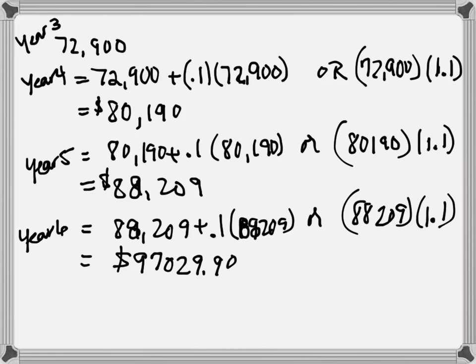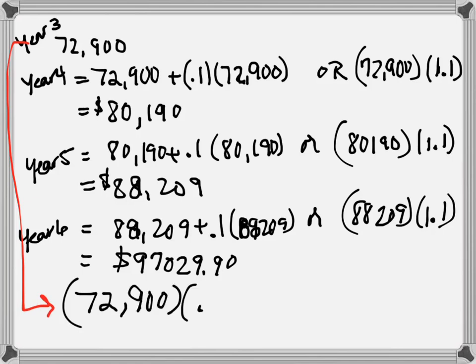How could I have jumped from year 3 down to year 6 without doing this 3 times in a row? Multiply it by 1.1 to the third. Yes, you could have. We could have taken that original starting value, which is the new principal, 72,900, and multiplied it by 1.1 to the third. And we would have gotten the same thing, $97,029.90.